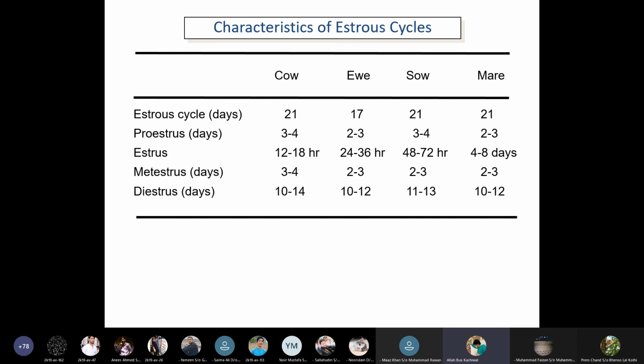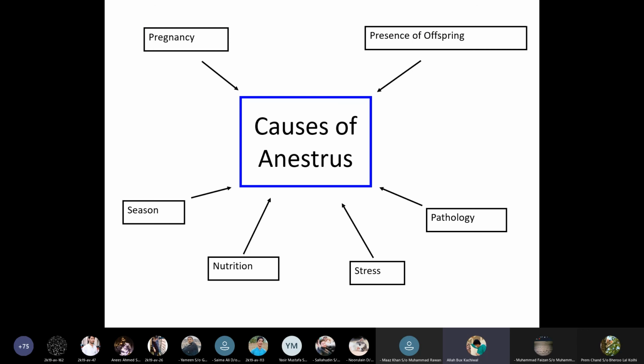Whereas the diestrus will take place in the cow for a period of 10 to 14 days, and in the ewes 10 to 12 days, and for a sow it might be 11 to 13 days, and the mare has 10 to 12 days. So the causes of the anestrus may be the pregnancy, maybe the presence of an offspring, maybe the pathology, maybe the stress, nutrition, and the season in the seasonal polyestrus.